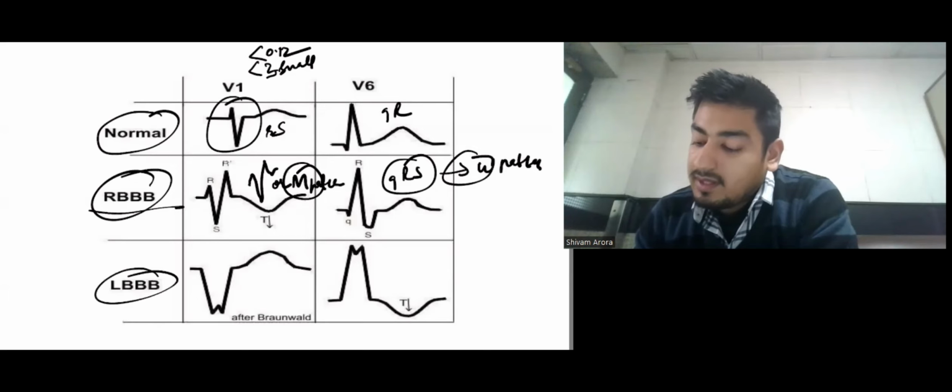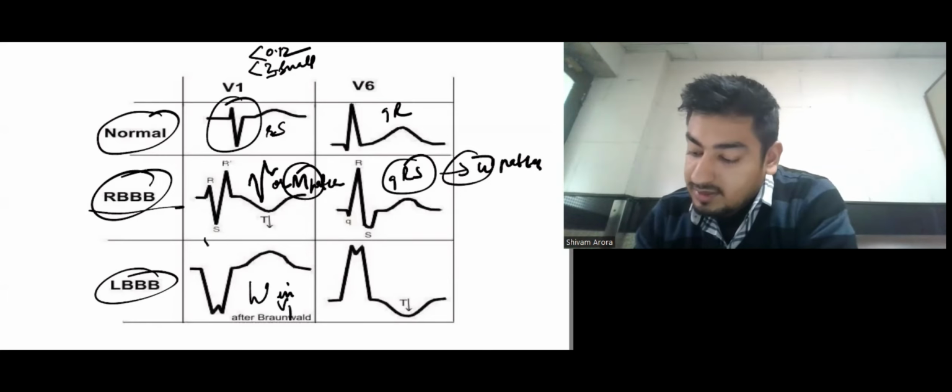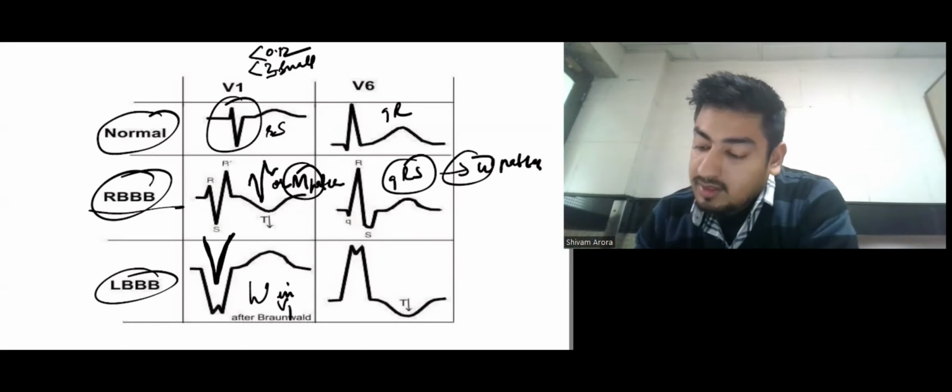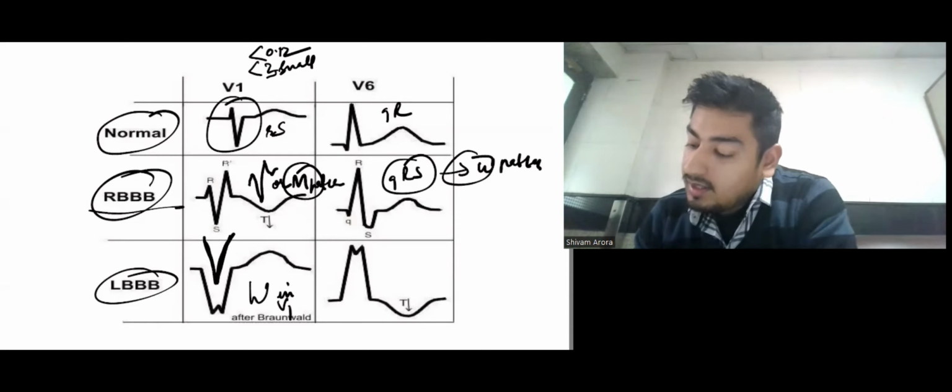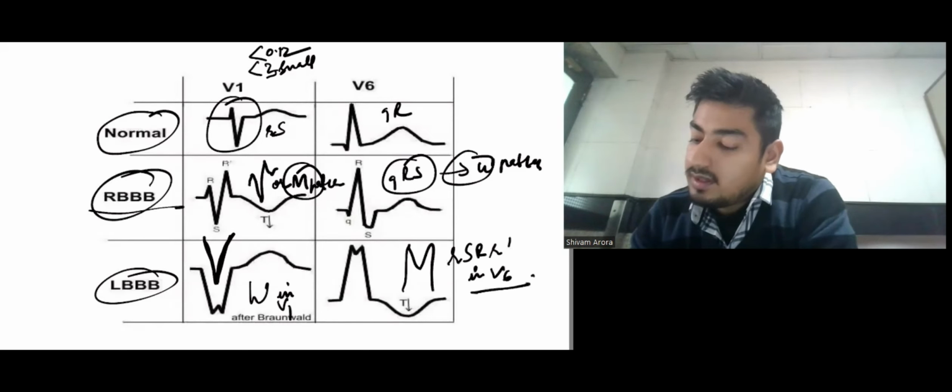In LBBB, we have this W pattern in V1, or sometimes there is just a V pattern in V1, that is a downward wave, and this M pattern again, or RSR dash pattern, in V6. Again, the QRS will be broad here. The duration of QRS would be more than 120 milliseconds.